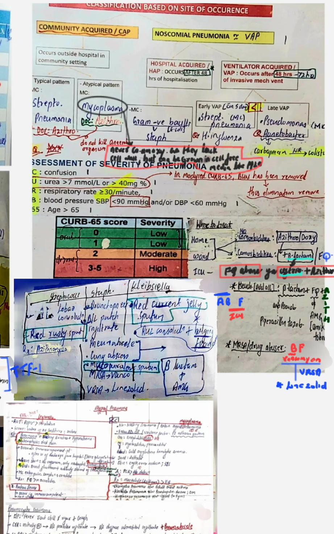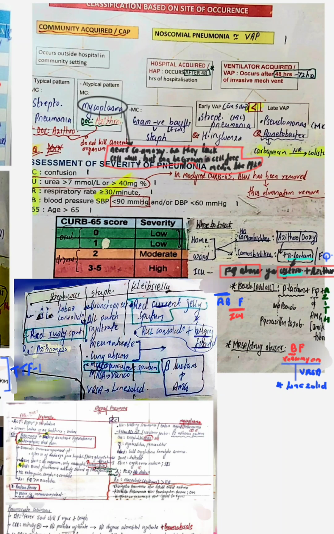Now let's talk about CURB. C for confusion, U for urea, more than 7 millimole or more than 40%. Respiratory rate is 30 or more than that. Just remember 40 and 30. B for blood pressure, systolic less than 90, plus minus diastolic BP less than 60. Age should be more than 65. That's why it's called CURB 65. But recently there's a modification in CURB 65. They have removed the blood urea finding.